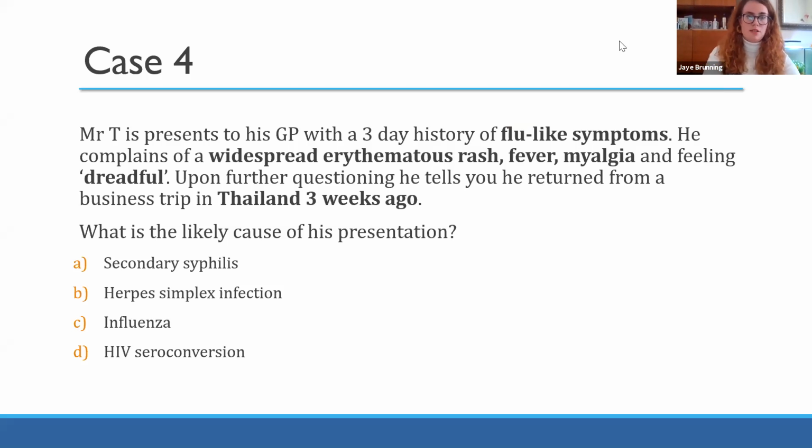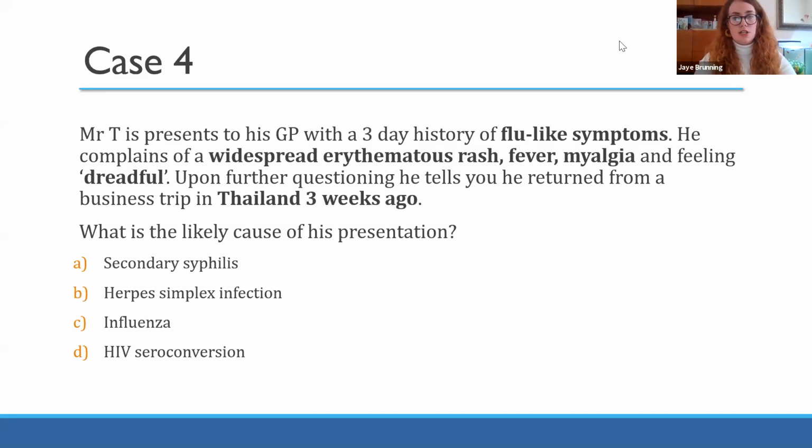So the majority of answers are the HIV seroconversion, which is the correct answer. And the reason for this is that the hints in the stem are that he's got an erythematous rash across his body and that he himself reports feeling dreadful. If they put something like that about the patient, patients will feel dreadful, but if they put that in the question, then you think, okay, well, there's a reason that they've done this. And the business trip in Thailand, so Thailand has a certain endemic area of HIV infection, and 3 weeks ago, it takes 2 to 4 weeks from infection to get the symptoms.